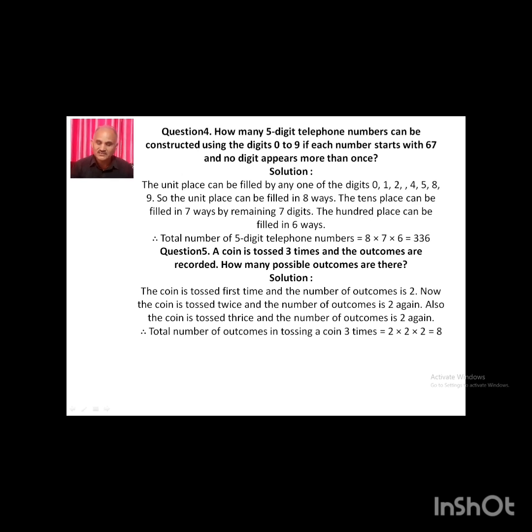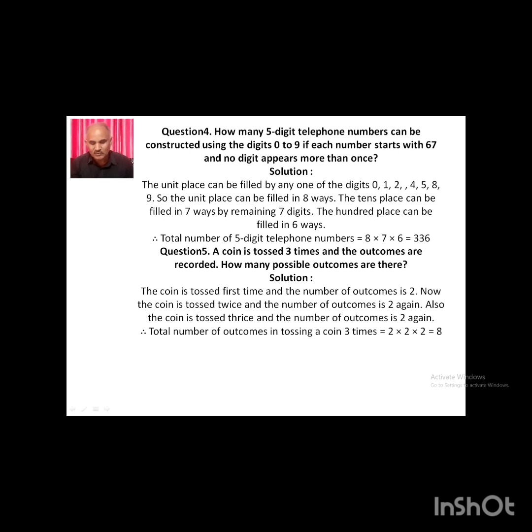We are filling unit place, 10th place and 100 place only. Next question, a coin is tossed 3 times. Children, you have done this question in the previous class also. When a coin is tossed 3 times, we get the total number of outcomes 8, and the sample points are HHH, HHT, HTH, THH, TTH, THT and HTT, and TTT.